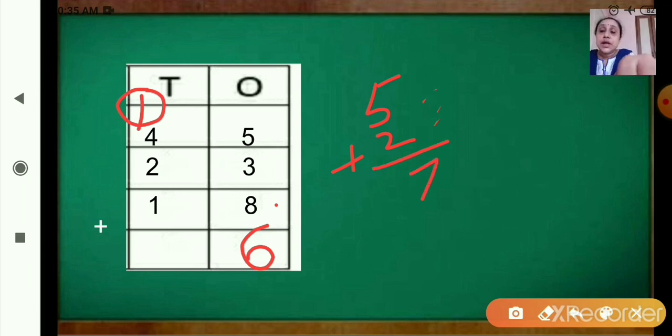7. And now we will add 7 plus 1. 7 plus 1 is 8. So, after adding all these three numbers, we are getting the number 86. Okay? After adding all these numbers together, we are getting 86. Your sum is correct. Okay?